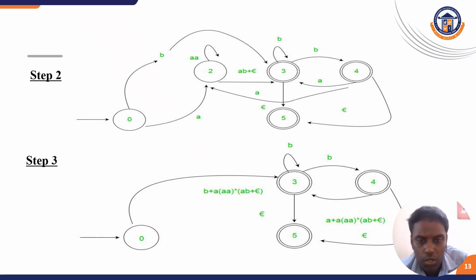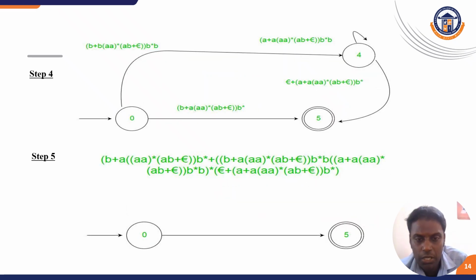In step 2, we are going to eliminate each state. For example, if I am going to eliminate state 2, I look at what the incoming transitions to 2 and the outgoing transitions from 2 are. For input we have a a, and for output we have ab plus epsilon. So by removing 2 from the diagram, it's going to look like step 3. From 0, instead of going through 2, we can directly reach 3 by using the following regular expression: b plus a a star, ab plus epsilon.